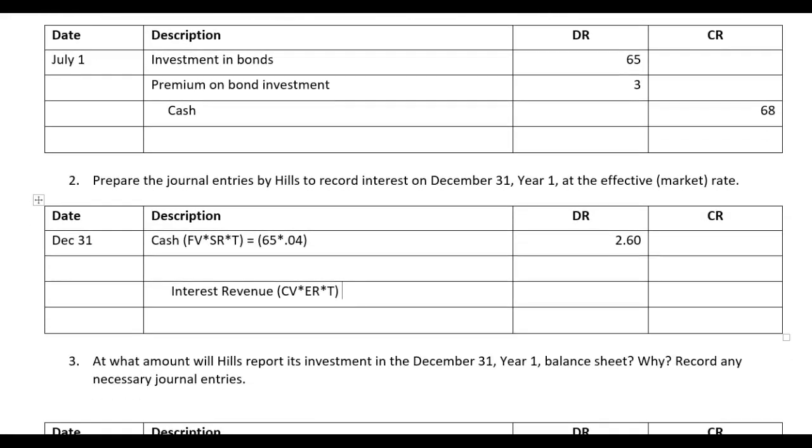So again, you don't have to put everything in parentheses here. It is just me explaining how we're getting the number. It is not actually part of the account.